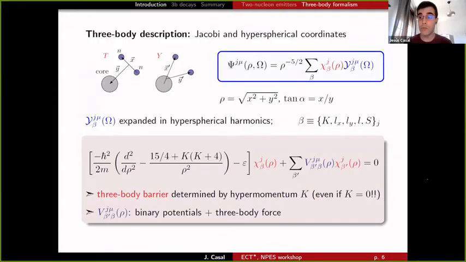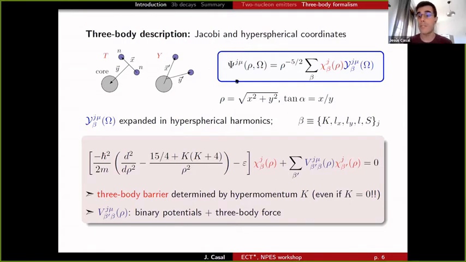So now going to our calculations. This is the kind of three-body model that we use. We use the so-called hyperspherical formalism using Jacobi coordinates in the T and Y representations, but I will focus on the T representation here today.